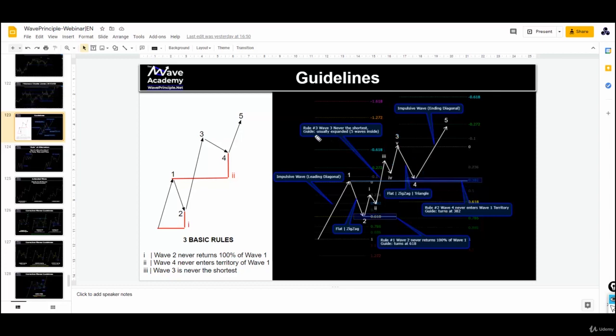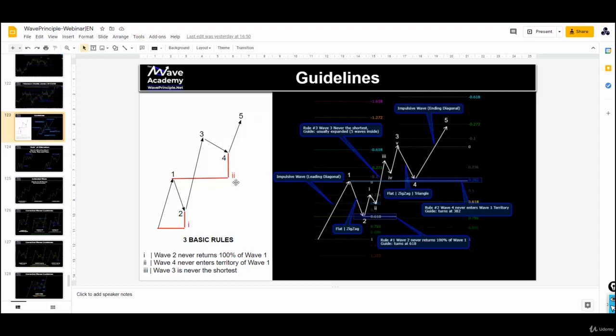Then we also have the subwave extensions. We have 5 subwaves inside a wave, but that may happen in wave 1, wave 3, or wave 5, only one of them. It doesn't always happen, but it's something that may show up. And also the ending diagonal may show up at the end of a trend. Sometimes it does, sometimes it doesn't.